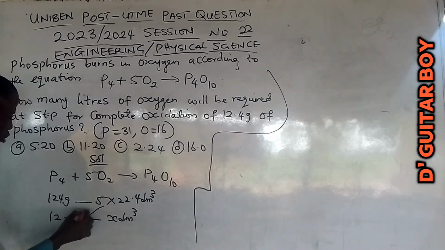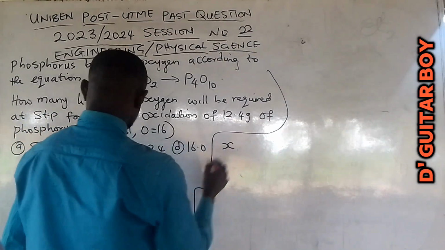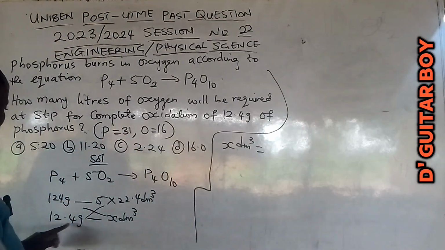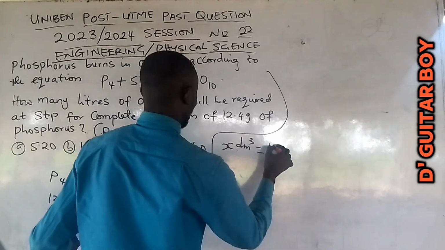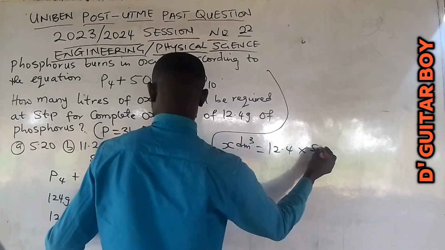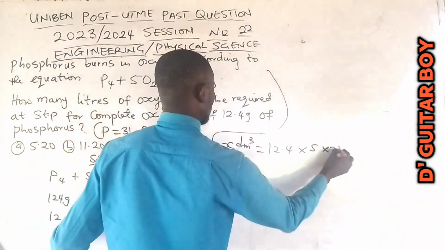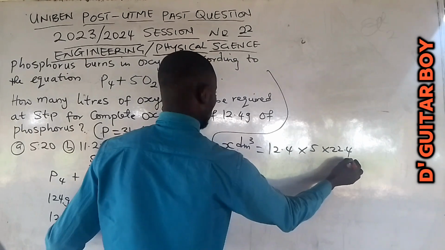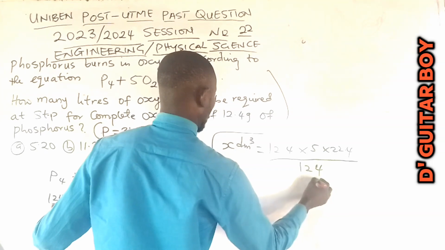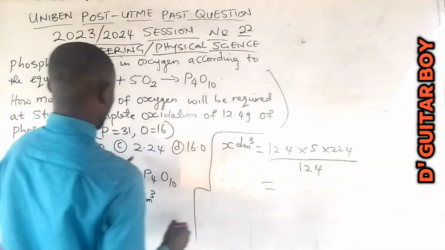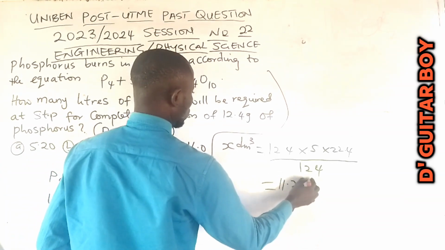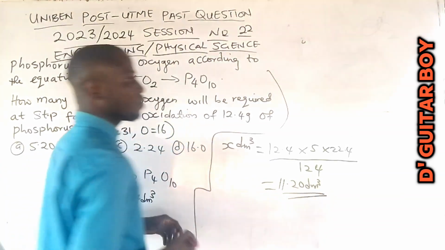So you come here and cross multiply. You bring out this X. X dm cube is equal to, you multiply everything in this line, 12.4 times 5 times 22.4 all over 124. The answer will now be 11.20 dm cube. So this will be our final answer.